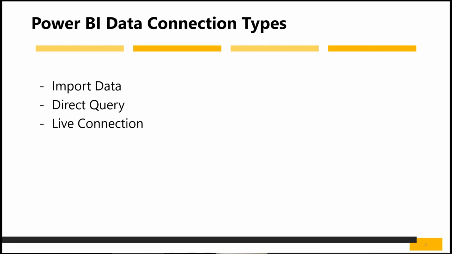As I told earlier, in Power BI there are three types of data connections. The first one is import data, the second one is DirectQuery, and the third one is the live connection. So let me briefly discuss these three connections.